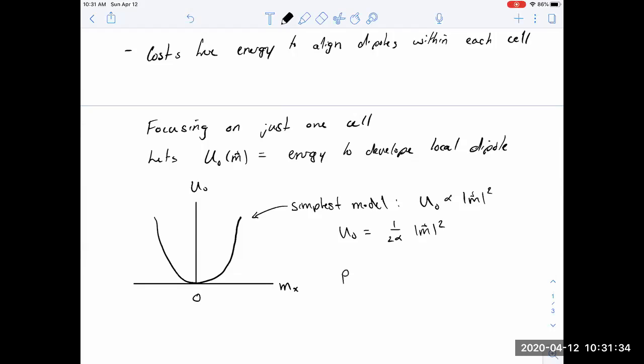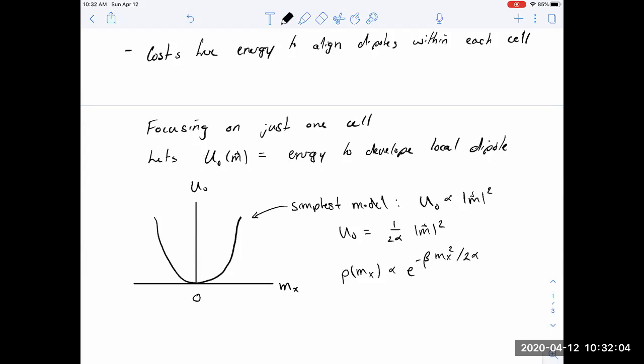Which immediately tells us that if we wanted, again, just focusing on one cell, the probability of seeing some dipole, say in the x direction, given that energy, Boltzmann would tell us that that probability is just proportional to e to the minus beta, the x component of that dipole, quantity squared, divided by 2 alpha.